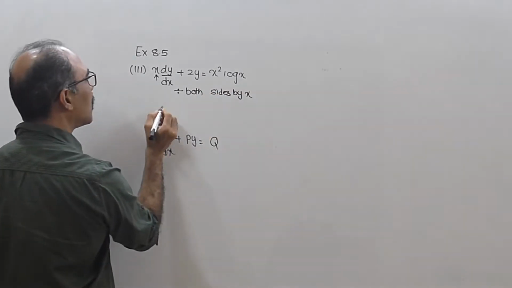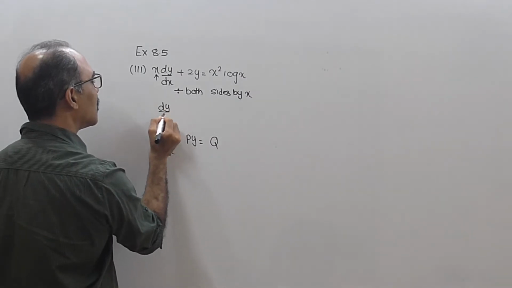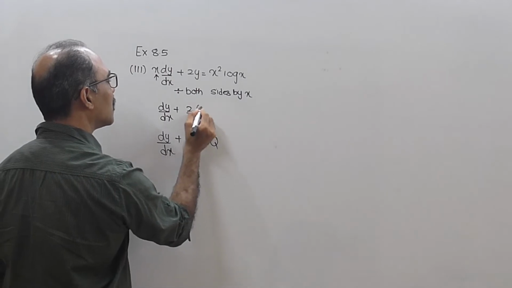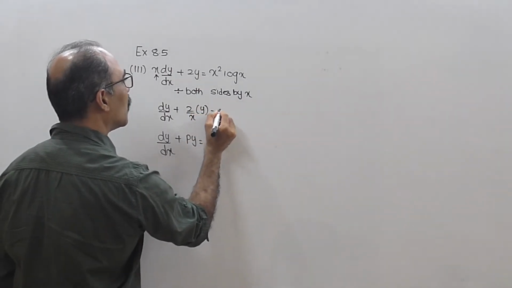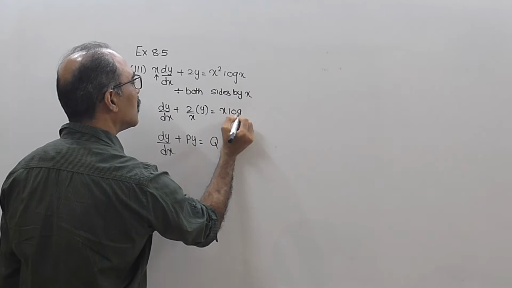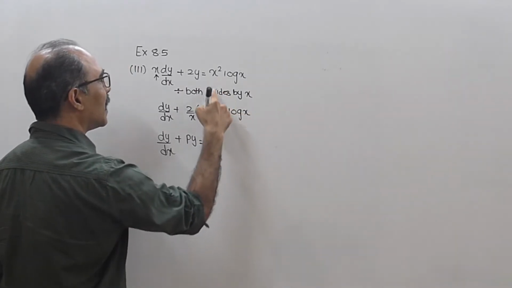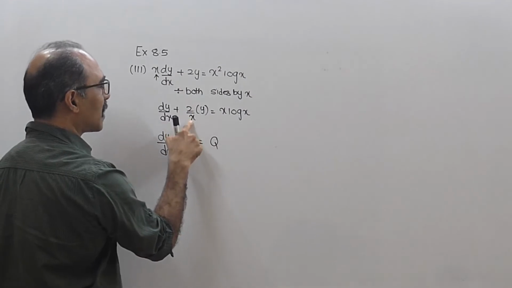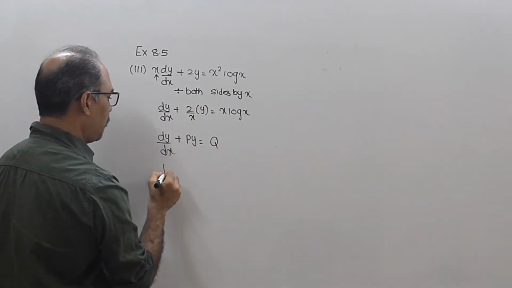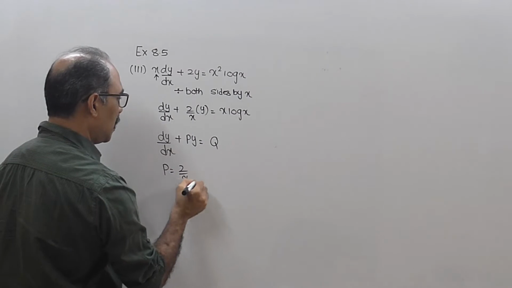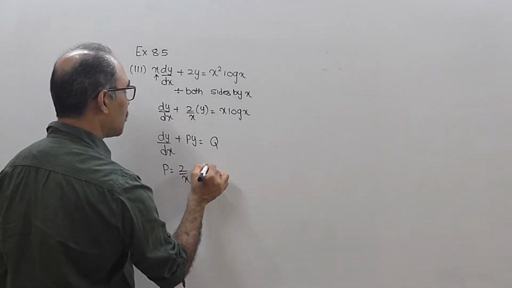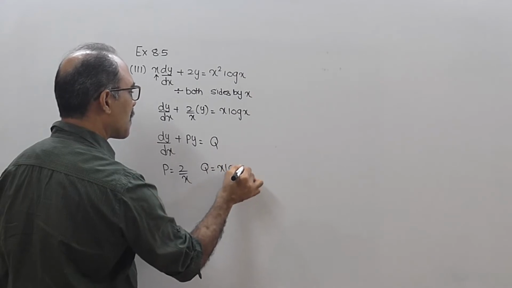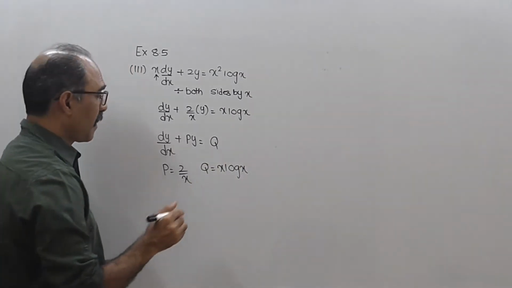If I divide both sides by x, I get dy by dx plus 2 upon x into y equal to x log x, because x square and x will get cancelled, you get x. This x and upon x will get cancelled. Here x will not get cancelled. So I will say that my P is 2 upon x, whereas my Q will be equal to x times log x.